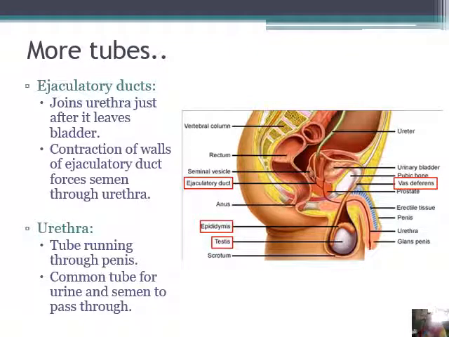Finally, we have the urethra. This is a tube running through the penis. Remember, specifically the one that runs at the base of the penis, and this is a common tube for urine and semen to pass through. They like asking that for some reason: what is the difference between male and females? Females have 2 separate holes, one for urine, one for sexual reproduction, whereas males have one tube for both.